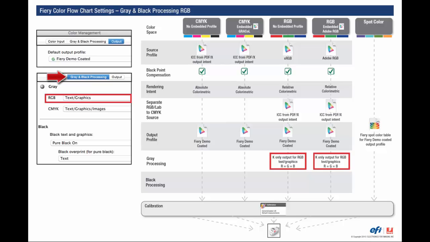Gray and black processing refers to page objects that appear to be grayscale.